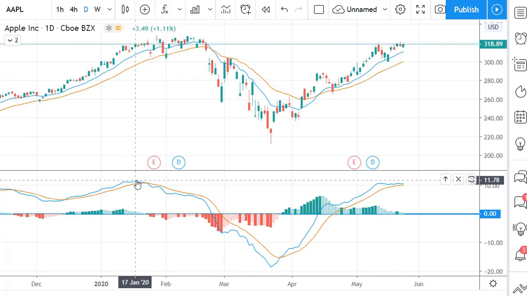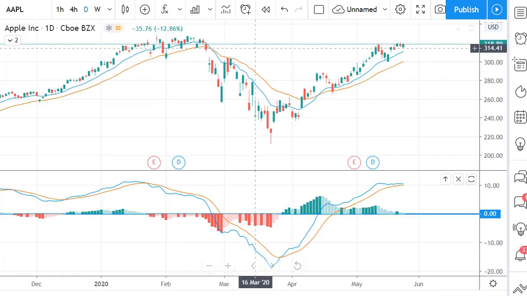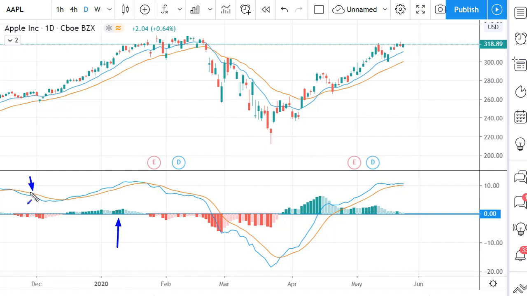All right, that was the signal line. Then we have our third part, and that is the histogram. The histogram is these bars you can see down here. Now I know it's getting a bit complicated. You do remember that the MACD was just the difference between two moving averages. The signal line is the moving average on the MACD line. Now the histogram is the difference between the MACD and the signal line.